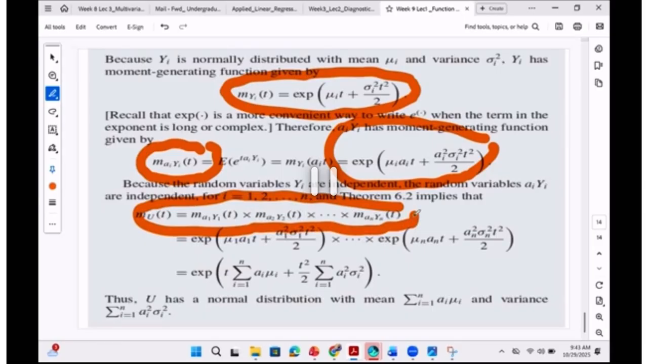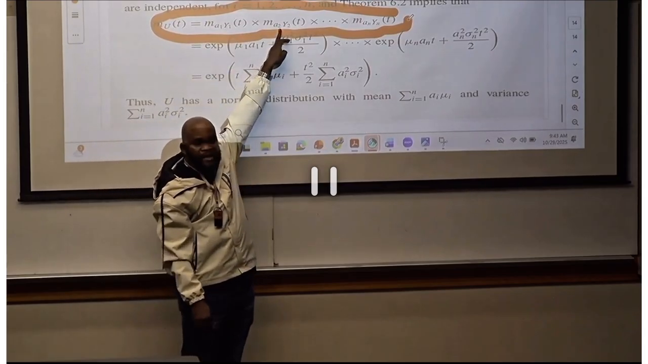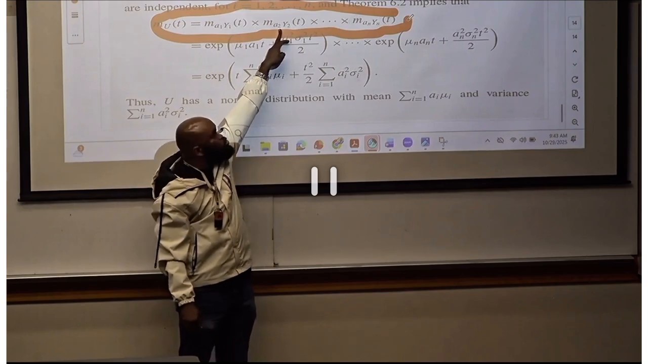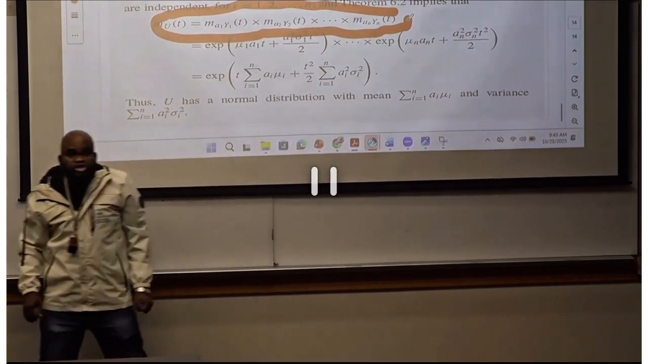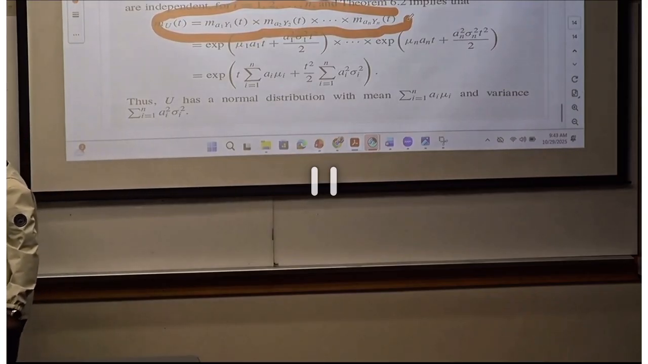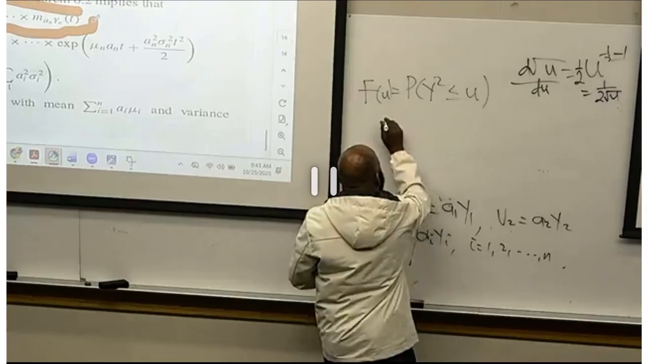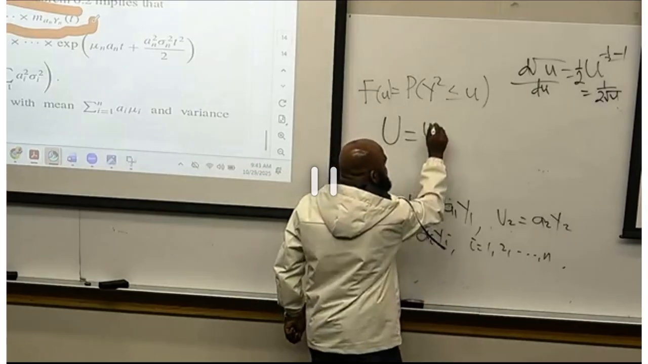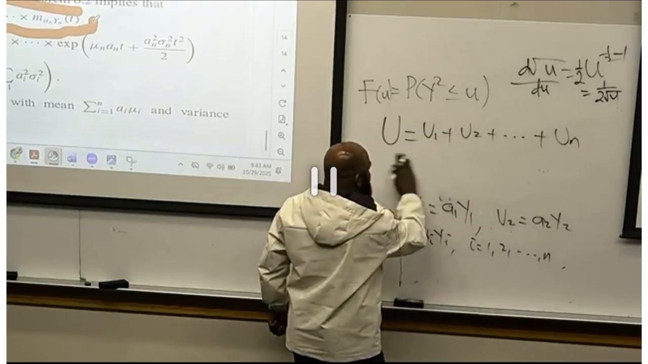Okay? The moment generating function for A1Y1 multiplied by the moment generating function for A2Y2, until I get to that. A1Y1 is U1. But we want to get the moment generating function for general U, which is U1 plus U2 until we get to UN. Okay, that's what we want to get.